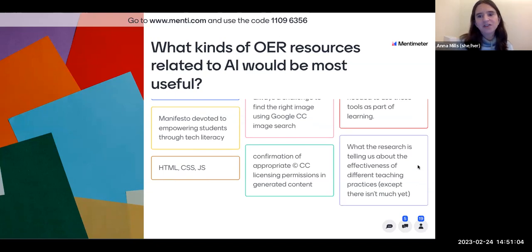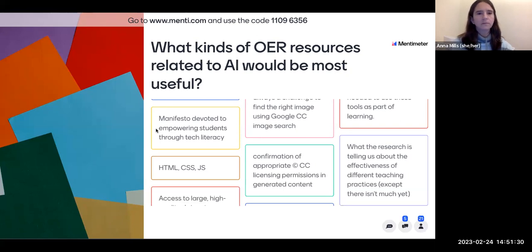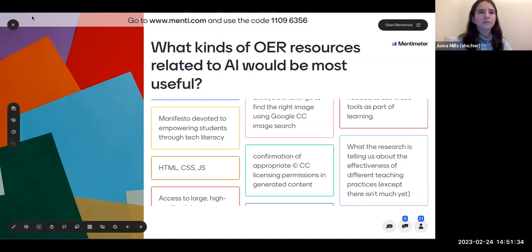We need more research on the effectiveness of these teaching practices and the effect on student learning of using these tools. Absolutely. And I hope that research will be open access so that we can share it more widely. Right. So thank you for that input. Let's switch back to presentation.